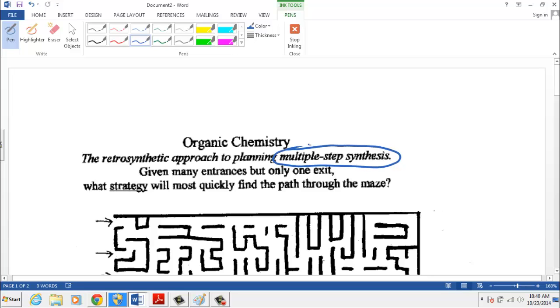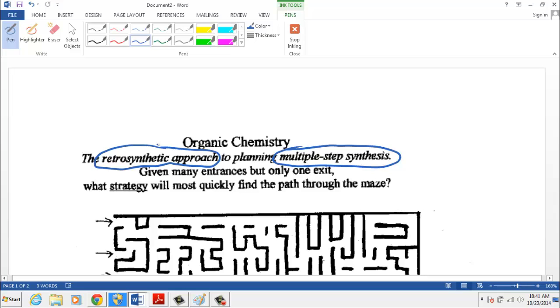All right, multi-step synthesis. That's just a fancy way of saying that we need to string together more than one reaction in order to make a product. And there are some strategies that you can use to make the process simpler. And the process has a name. It's called retrosynthetic analysis, a retrosynthetic approach. Retro just means backwards. And synthesis, well, that's making new molecules.